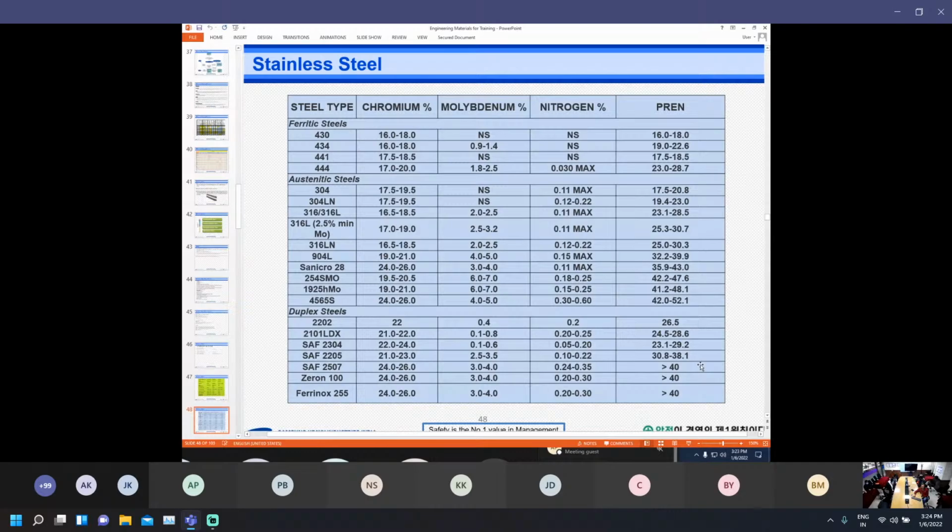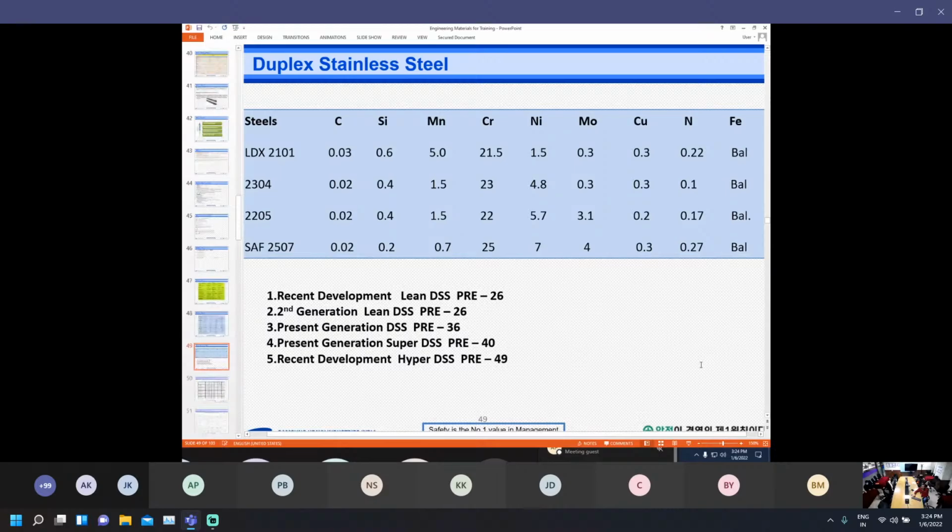Now these are some typical ferritic, austenitic and other materials, with typical percentages of chromium, moly and nitrogen, and their PREN number is given, okay? So just take a photograph of this. Similarly like this, generally in the industry, when we talk about lean DSS, its PRE number is 26. In the recent development, even hyper DSS goes up to 49. Super DSS is 40.